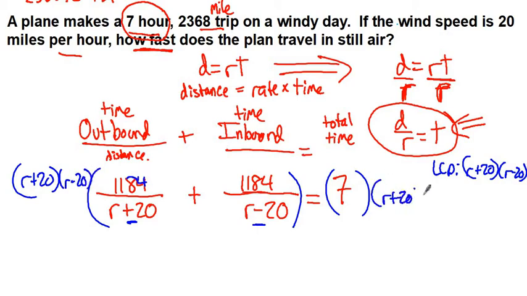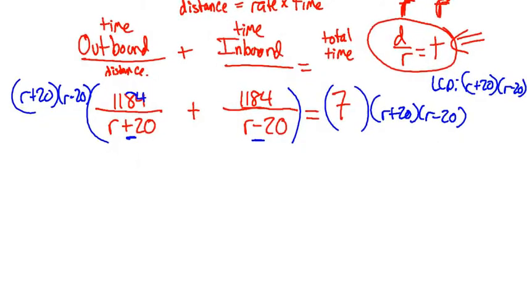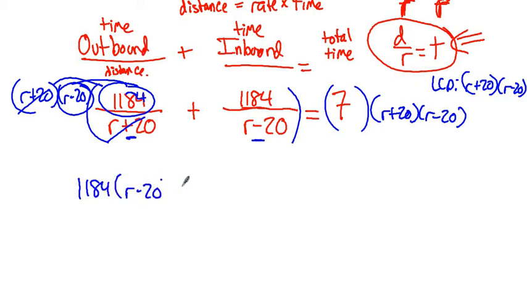R plus 20 times r minus 20 over here. Okay, now we're in a position to be able to start to distribute this and factor. So let's do that right now. If we distribute this to the first thing, the r plus 20s will cancel, and we'll have r minus 20 times 1184. So 1184 times r minus 20.